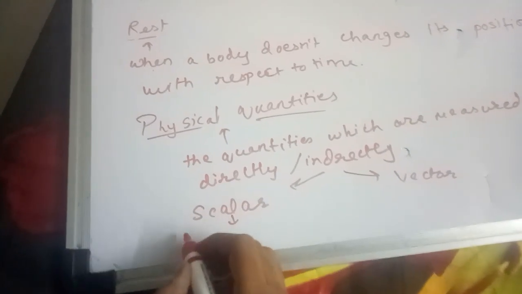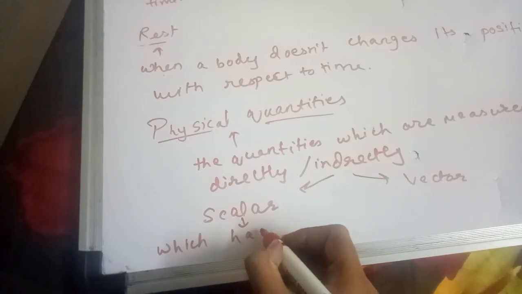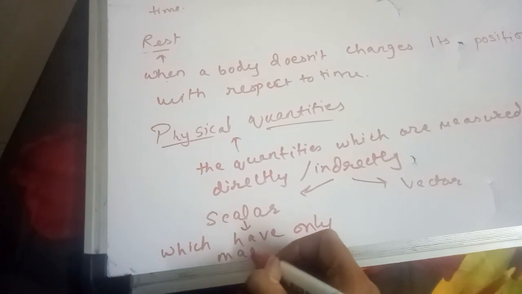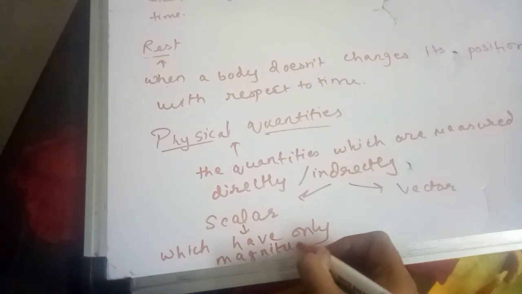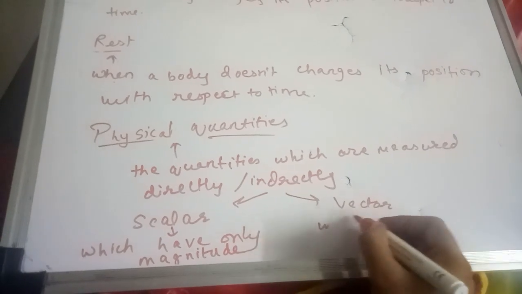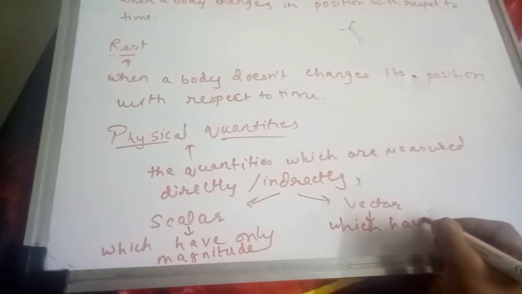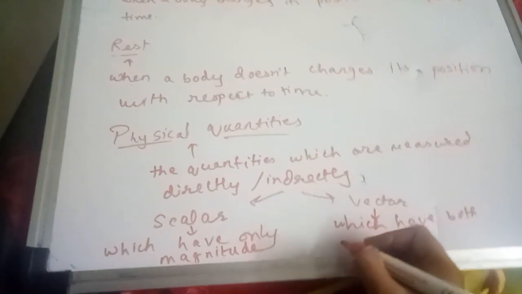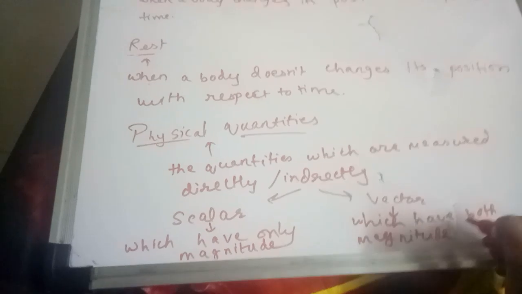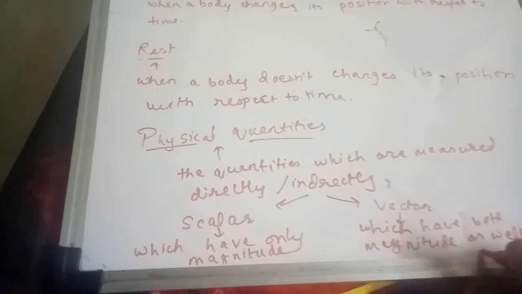Scalar quantities are those quantities which have only magnitude. Vector quantities are those which have both magnitude as well as direction.